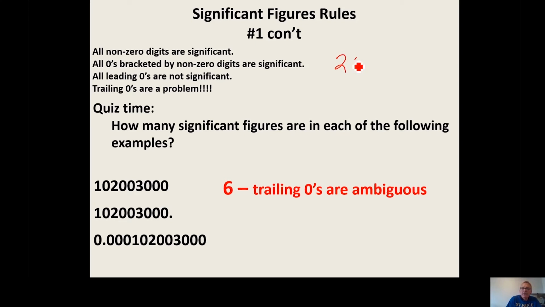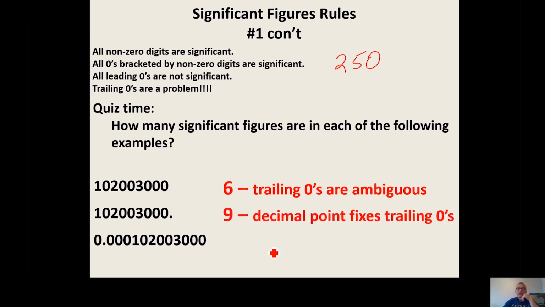I am 250 pounds. I was at the doctor's this morning. I got on a scale, it said 250 pounds. Does that mean it was 250, or was it actually 249 and I just rounded it to 250? Or was it 252 and I rounded it to 250? Or is it actually 250? I think most people would agree if I put a decimal point after that, like for the second one here, that there would be 9. Okay? That dot at the end fixes it. Decimal points fix trailing zeros.